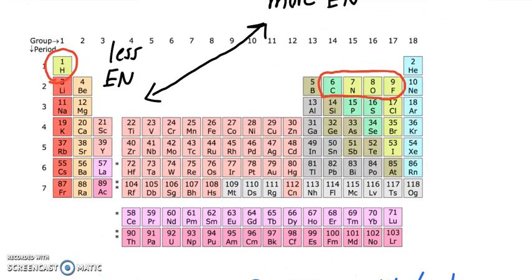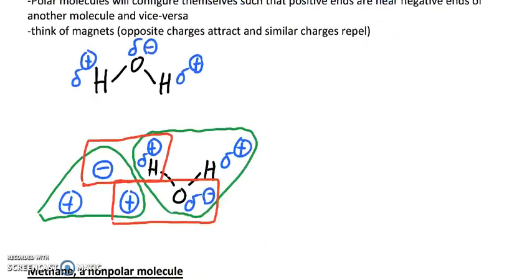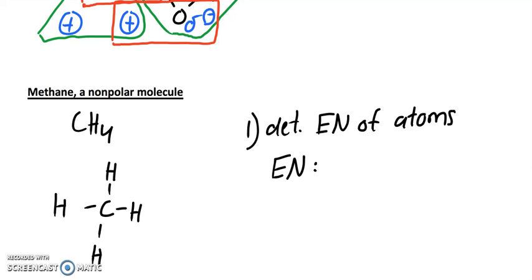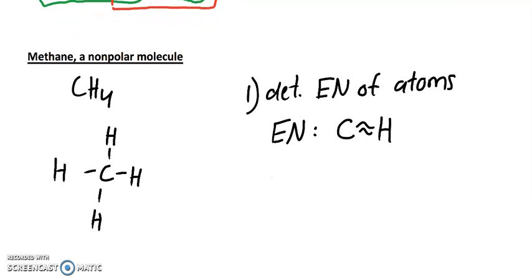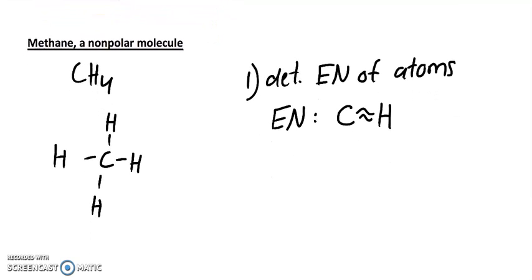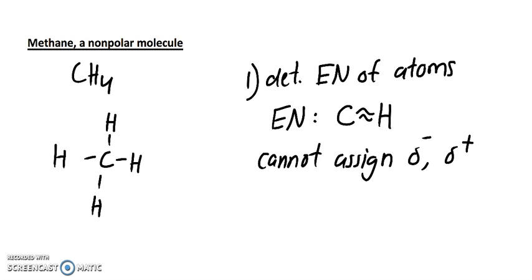So we see that carbon is farther to the right, so it should be considered more electronegative. But here's one exception to our rule. For our purposes, the electronegativity of carbon is the same as hydrogens. So we cannot assign partial charges because they're the same essentially. So no partial positives, no partial negatives. Thus, there's no poles. And then by definition, we call this non-polar.